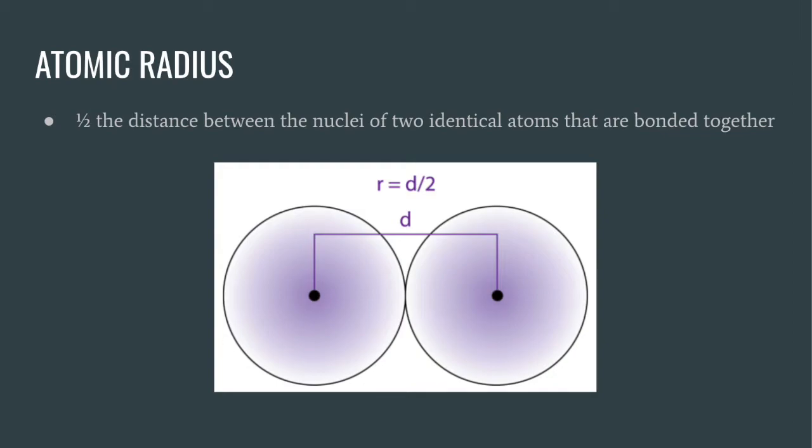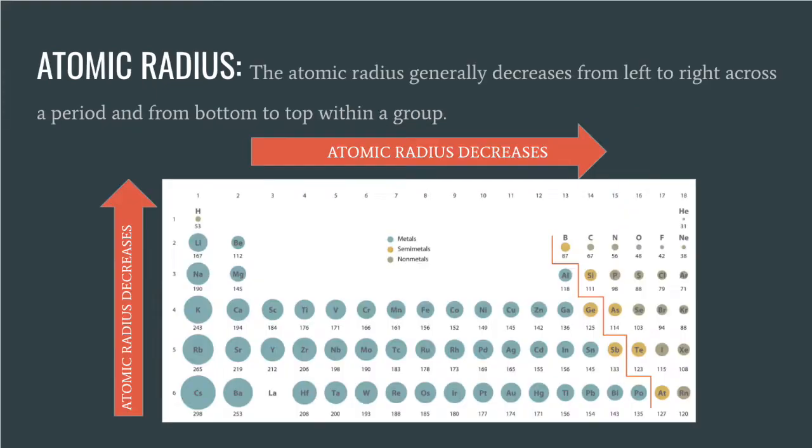The electron cloud doesn't have a definitive outer border, therefore we need to use this method to calculate the atomic radius. We're going to have two identical atoms that are bonded together, and we're going to measure the distance from one nucleus to the other nucleus. That total distance gives you the diameter, right? If we have that, that gives us the distance of the radius. So the atomic radius is going to be half the distance between the nuclei of two identical atoms bonded together.